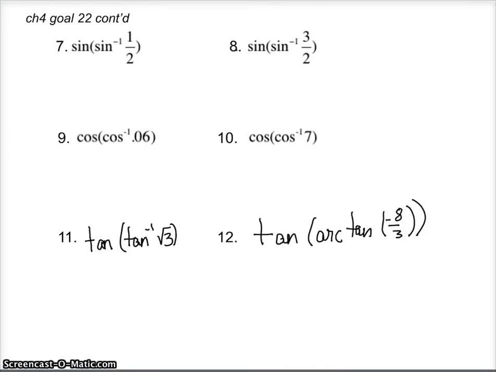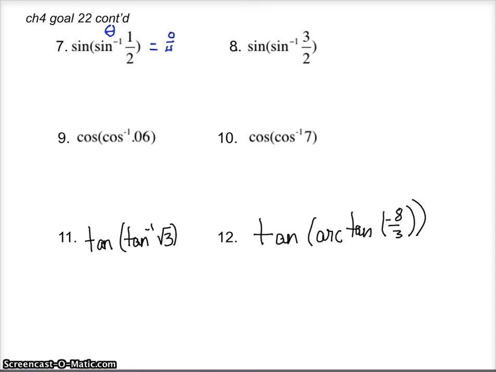We are continuing our study of Chapter 4, goal number 22, and we're looking still at composite functions that contain inverse trig functions in them. So if we look at number 7, we see that the inside contains the inverse and the outside is the standard function. If the inside contains the inverse, that means that on the inside we will be solving for theta, and when we evaluate the outside of the function, we will be finding the sine of the given angle, or looking for the opposite over the hypotenuse.